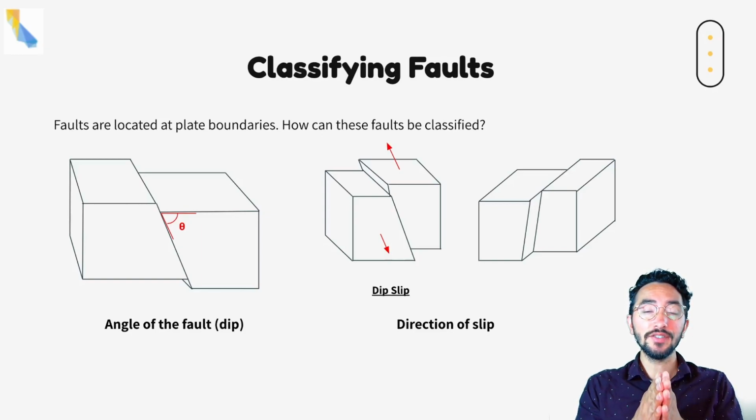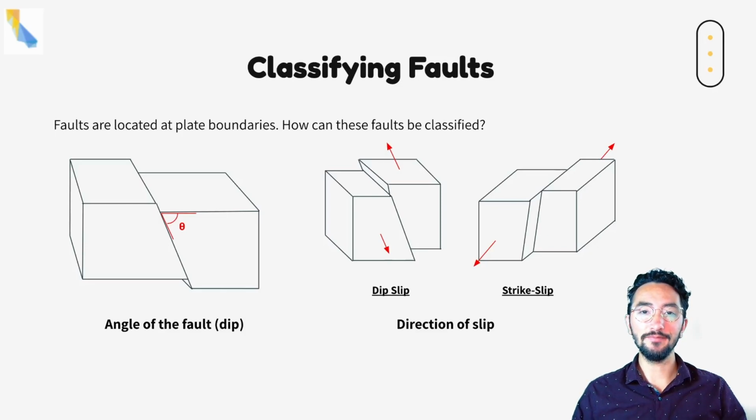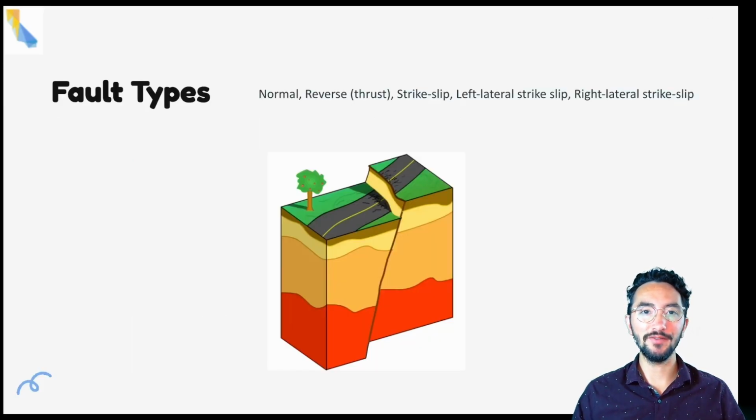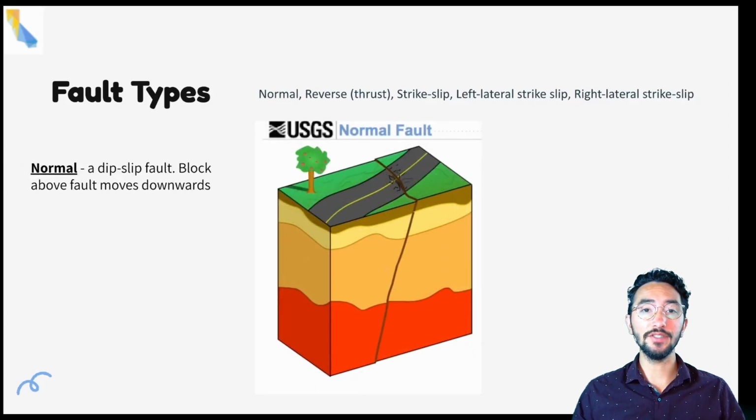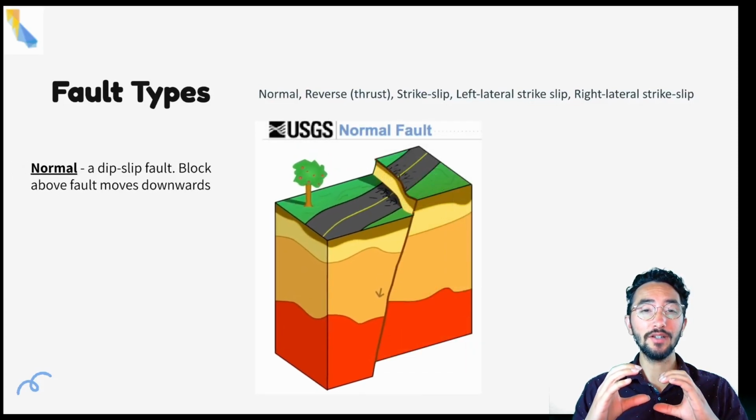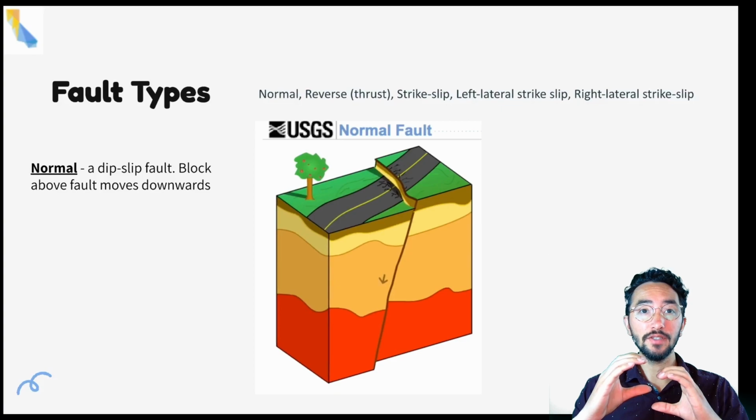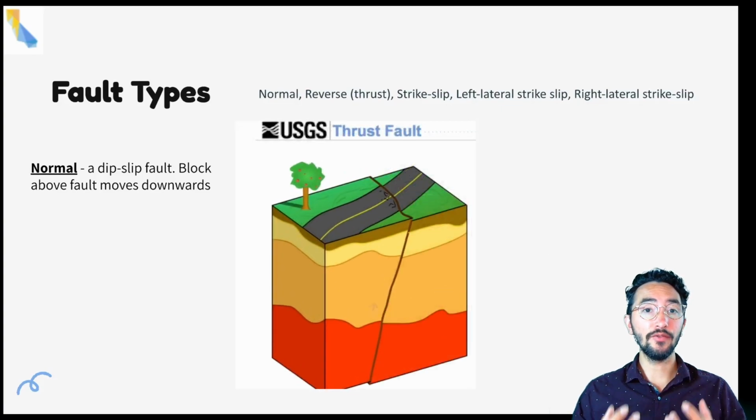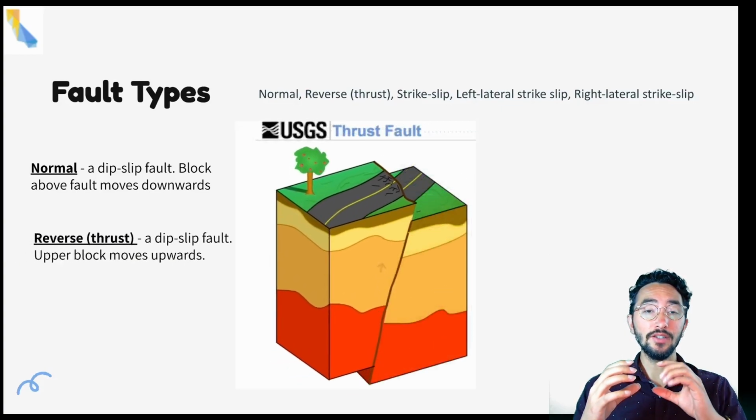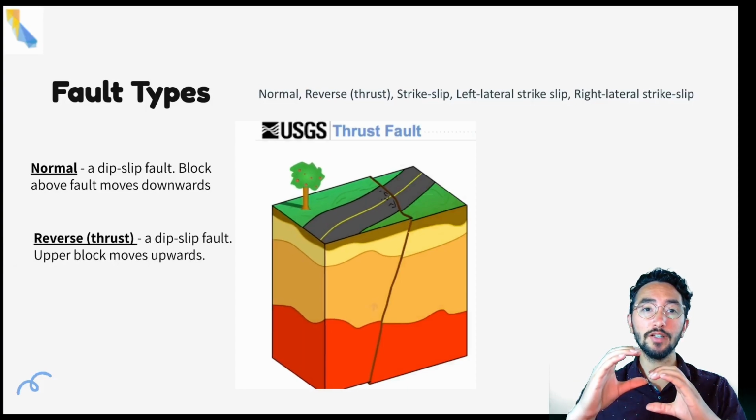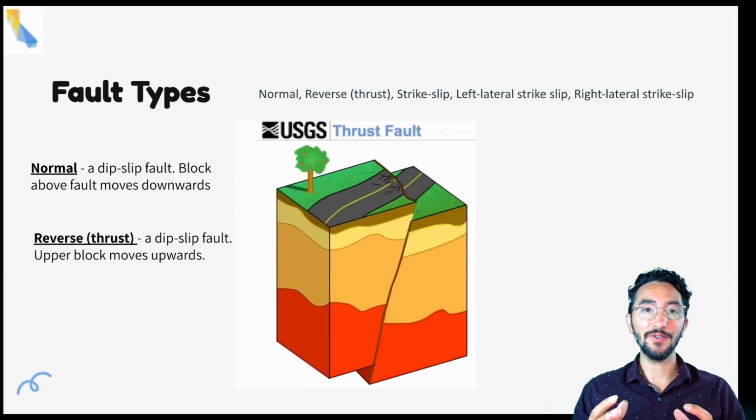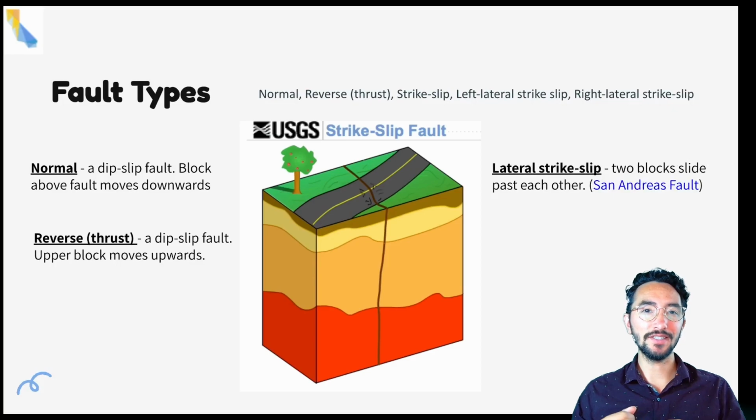If the faults slide past each other, thinking of a plan view, top-down view, and they slide along the length of the fault, that's called a strike slip. So now we can describe a few different types of faults. There's a normal fault, which is a dip slip fault where the block that's already above moves downwards. There's a reverse thrust fault where it's also a dip slip fault, except the upper block moves upwards after the earthquake. And then you have a lateral strike slip fault.